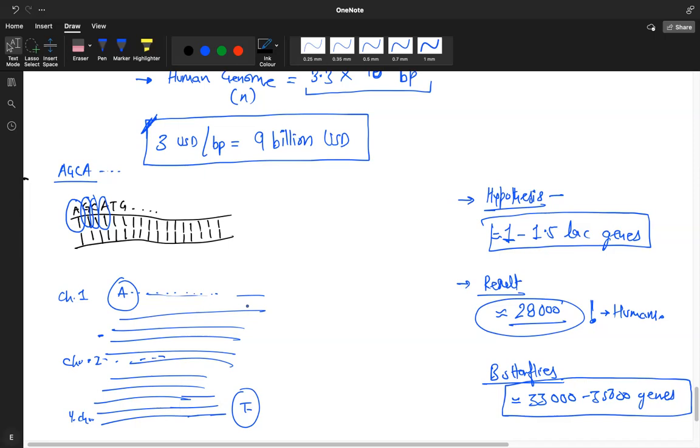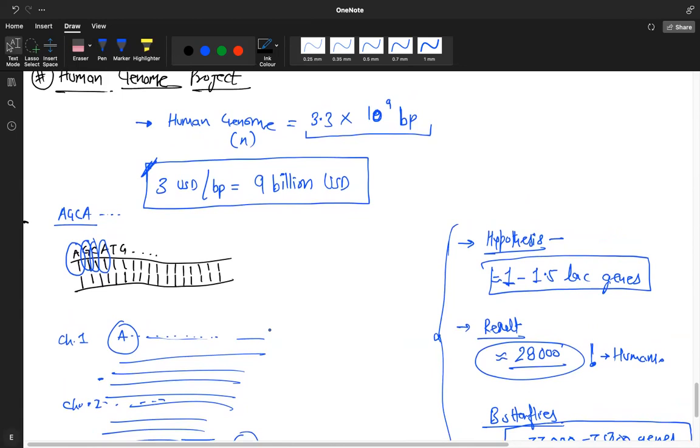Atif? Yes, sir. So my question is, is a butterfly more evolved than humans? Because they have more genes? What do you think? Can it be more evolved than a human? Of course not. We are more evolved, right? But we have fewer genes.